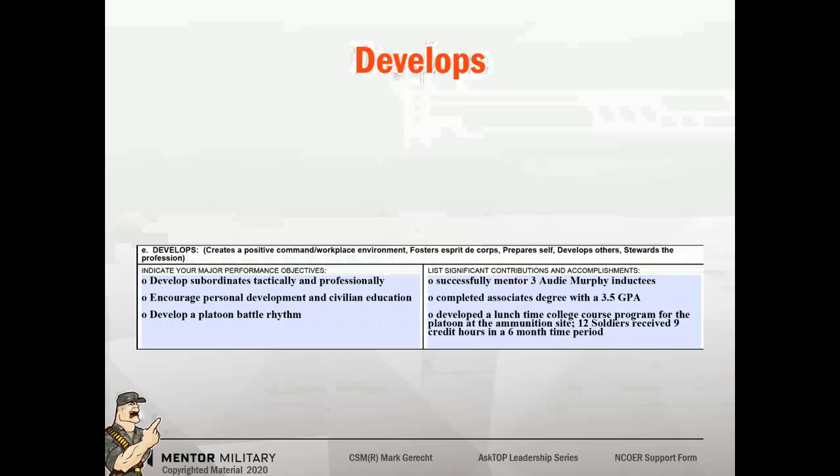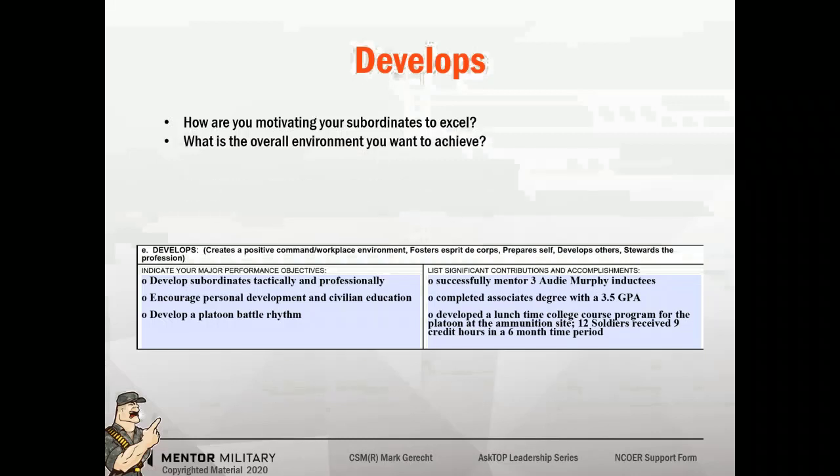So develops. How are you motivating your soldiers to excel? What is your overall environment that you want to achieve? How do you plan to develop others? What areas do you want to focus on?